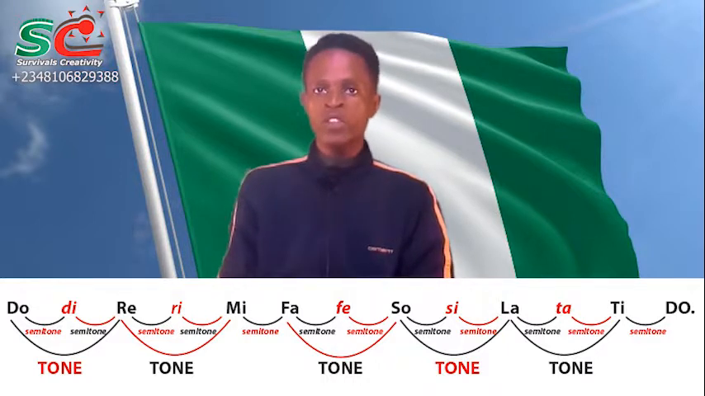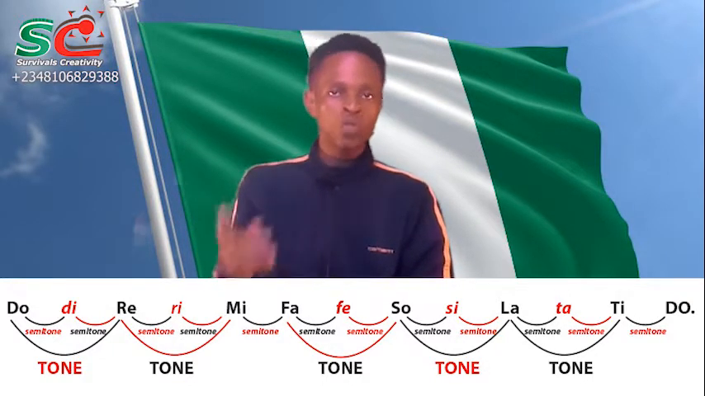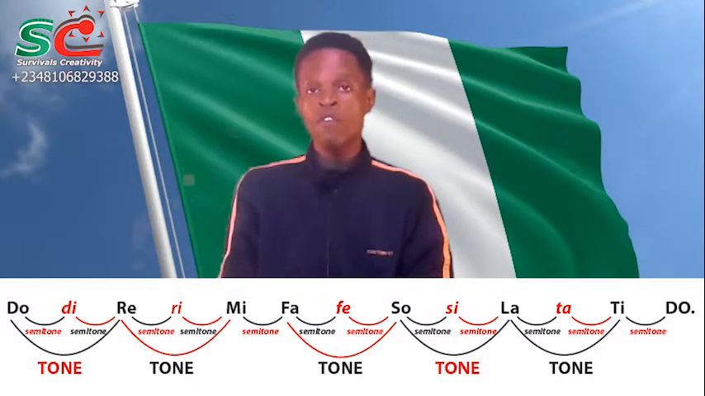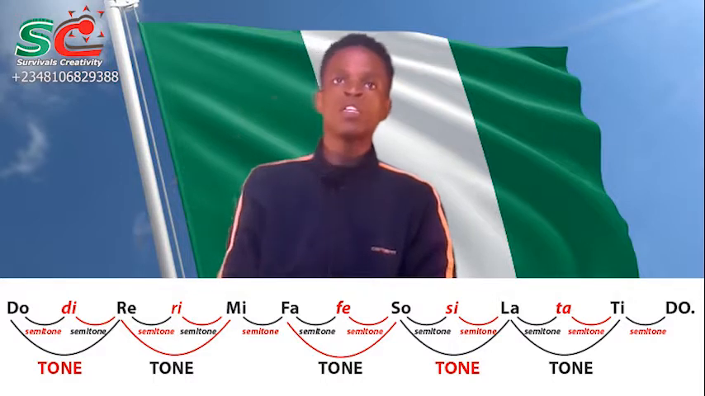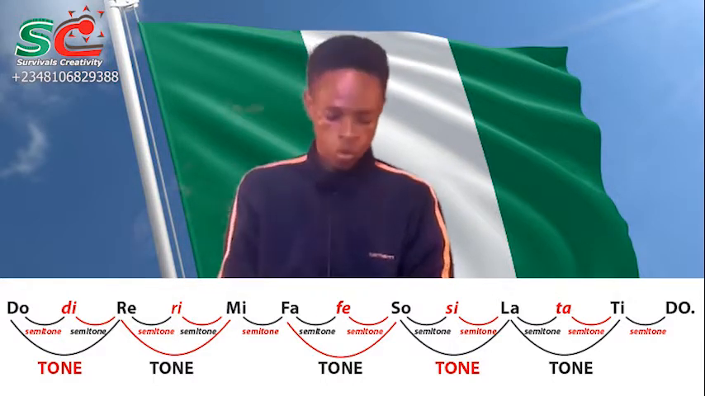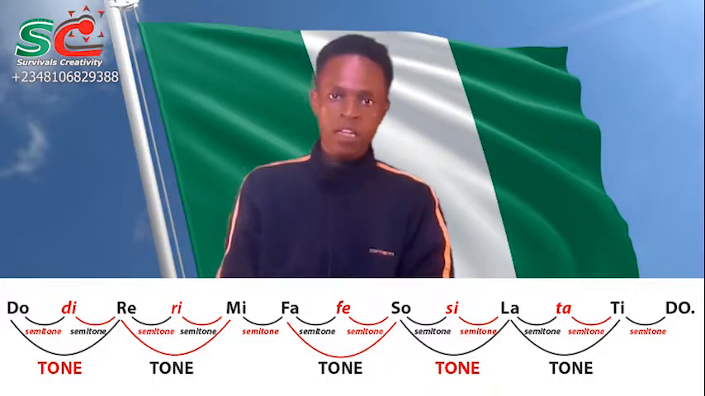So Fa to So is a tone, So to La is a tone, La to Ti is a tone, which is tone tone tone. Then Ti to Do is also a semitone. That is why the sequence of intervals in a major scale is tone tone semitone, tone tone tone semitone. So that is all about the scale.